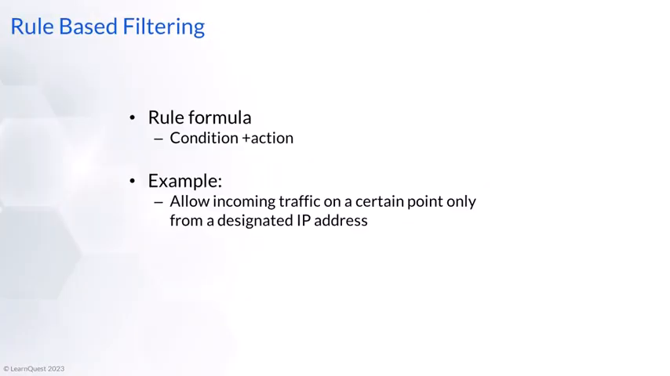Rule-based filtering is the heart of firewall configuration. Each rule defines a specific condition and action. For instance, you might create a rule that allows incoming traffic on a certain port only from a designated IP address. These rules are processed in sequential order, so the first matching rule is applied.